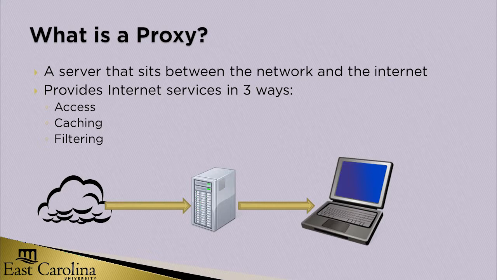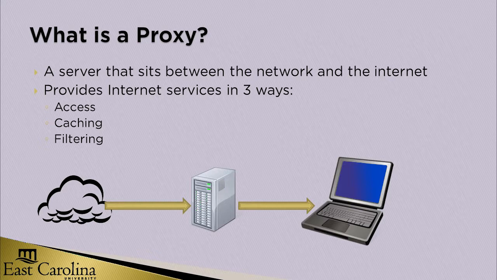Finally, the last way Squid provides Internet services to the private network is through filtering. Filtering is set up by network administrators to prevent certain sites from being forwarded to their network. Common examples of this are blocking access to social media and personal email sites.